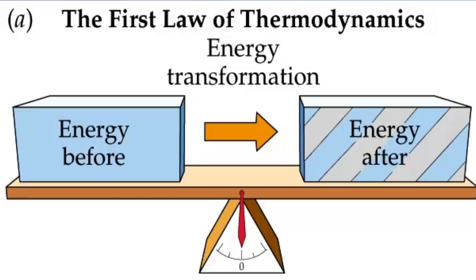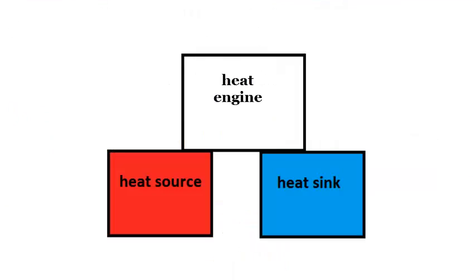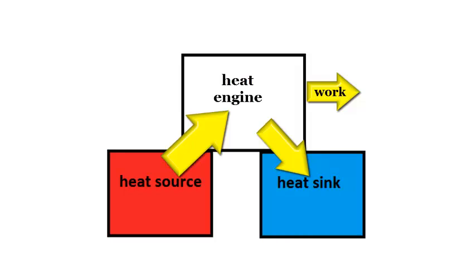The first law of thermodynamics tells us that energy cannot be created or destroyed, but may change forms. For example, a heat engine draws heat energy from a hot source, converts a portion of it into useful work, and discharges the rest into a cool heat sink.